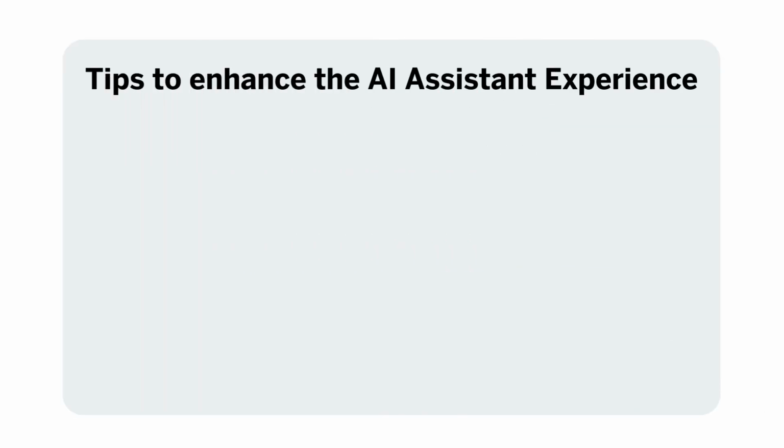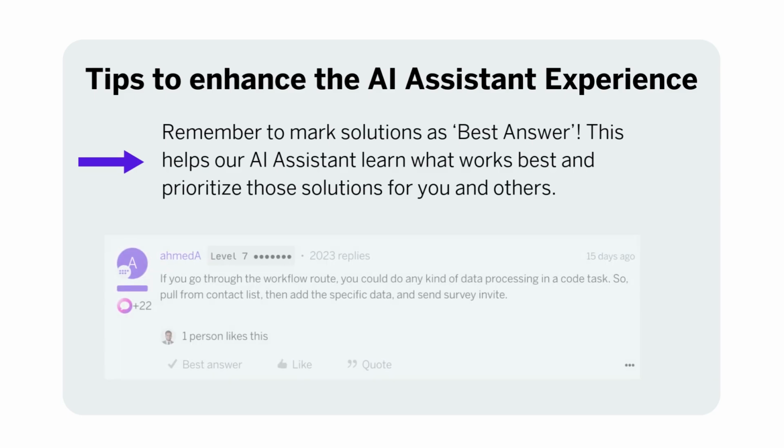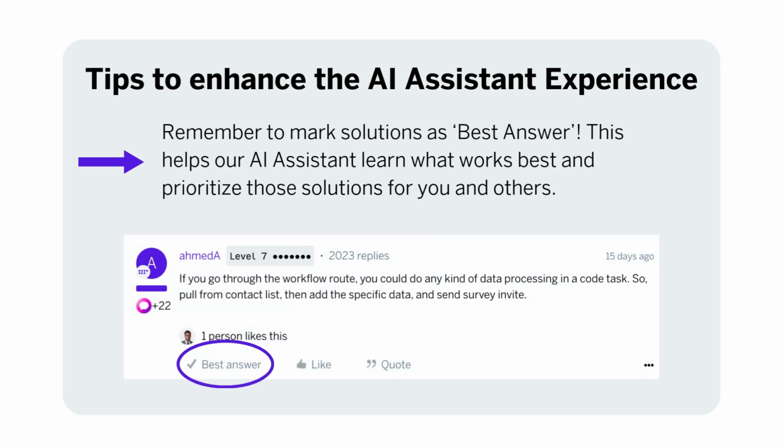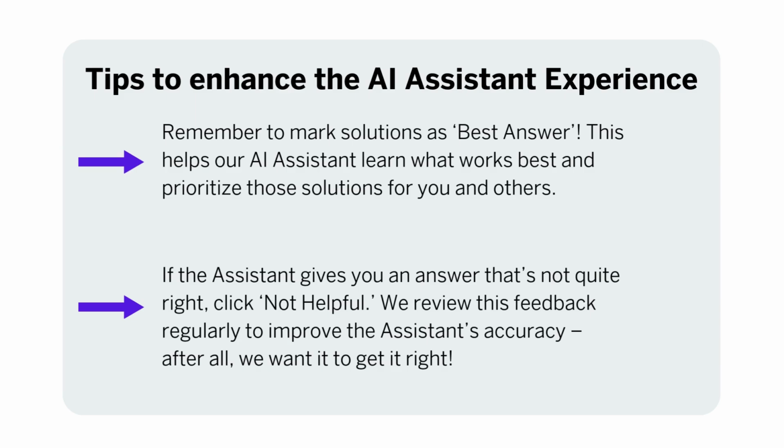To make the most of this tool and ensure it's helpful for everyone, here's a few tips. If someone provides a reply that solves your question, mark it as best answer. This helps our AI assistant learn what works best and prioritize those solutions for you and others. Mistakes happen. If the assistant gives you an answer that's not quite right, click Not Helpful. We review this feedback regularly to improve the assistant's accuracy. After all, we want to get it right.